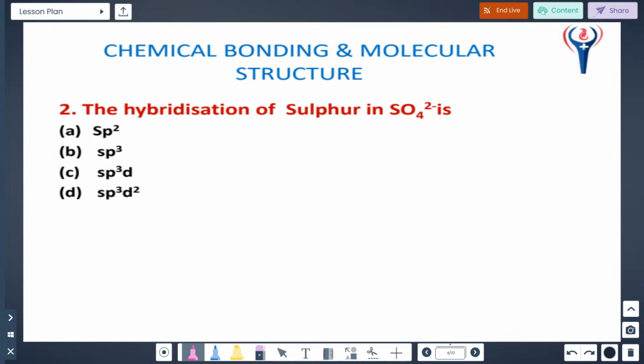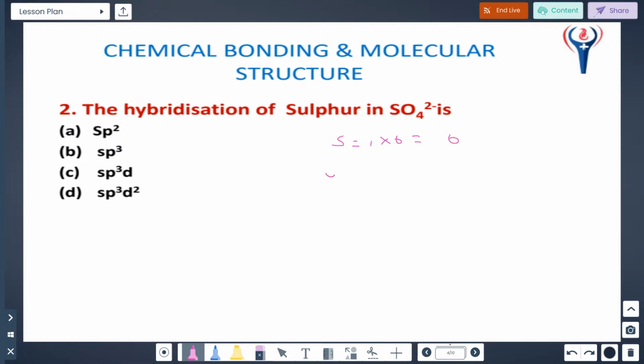See the second one: the hybridization of sulfur in SO4 2 minus. How to find it? First you add all the valence electrons. For sulfur, we have only 1 sulfur, so 1 into its valence electrons, which is 6. So 1 into 6 is 6.